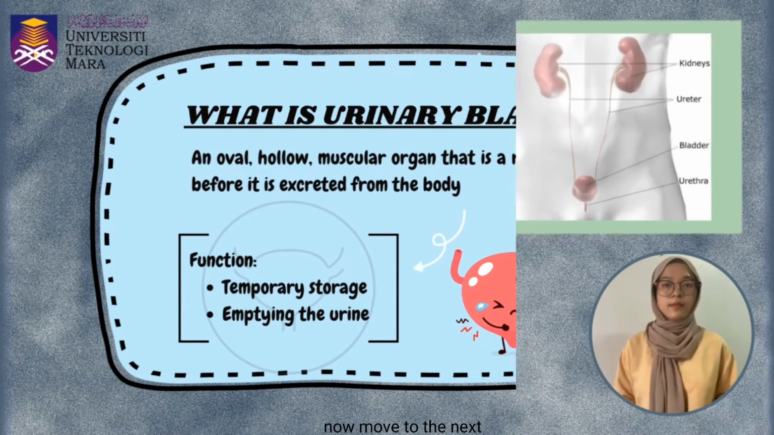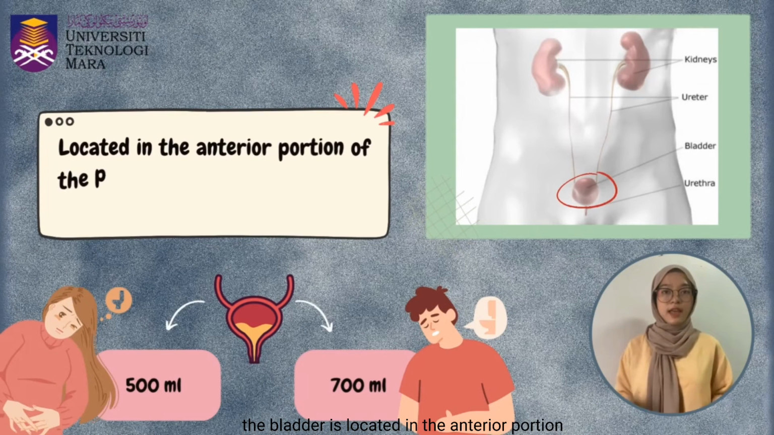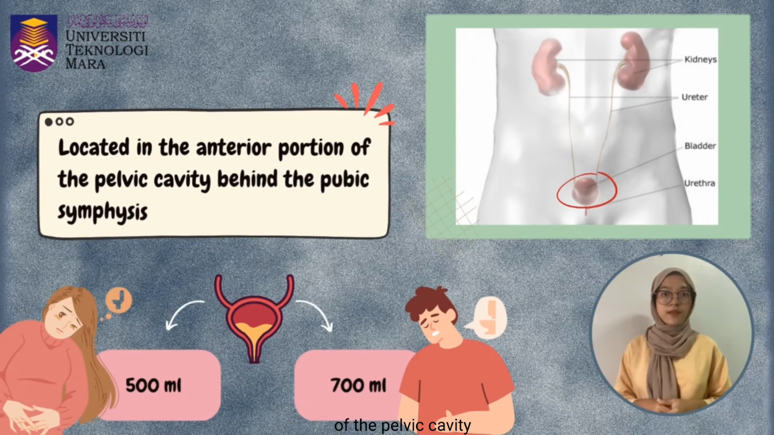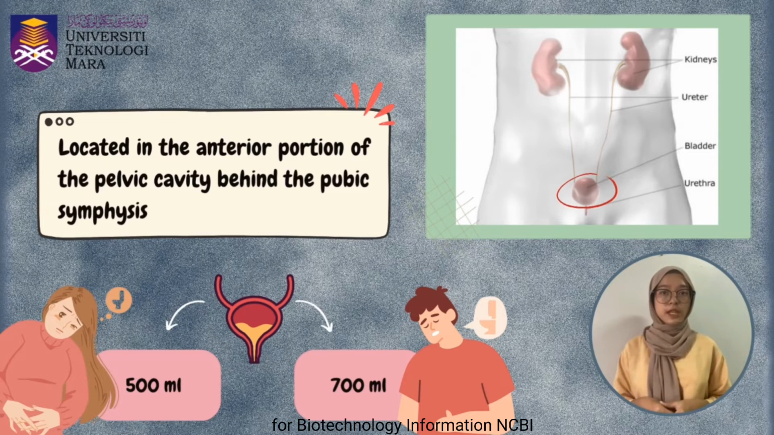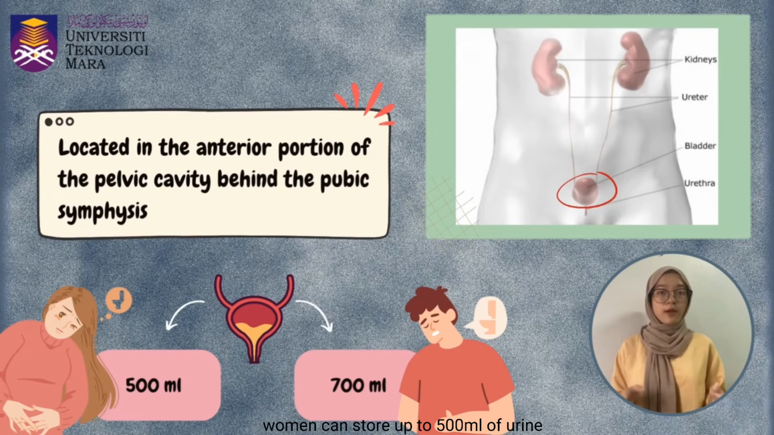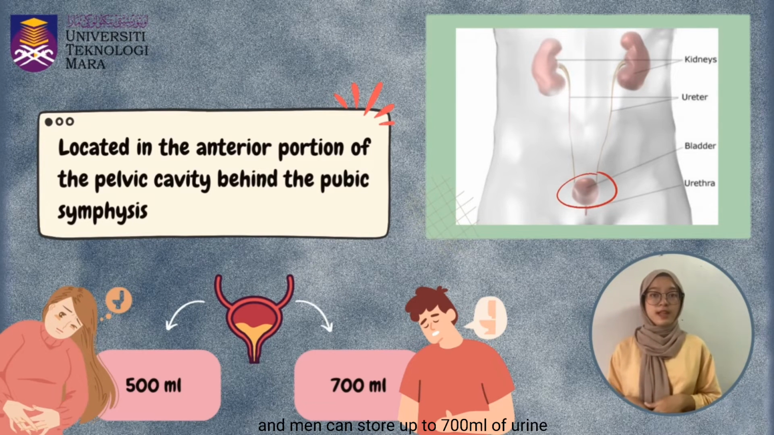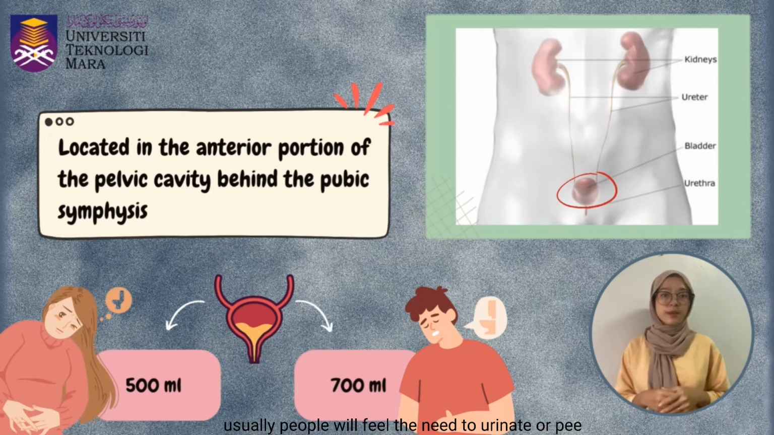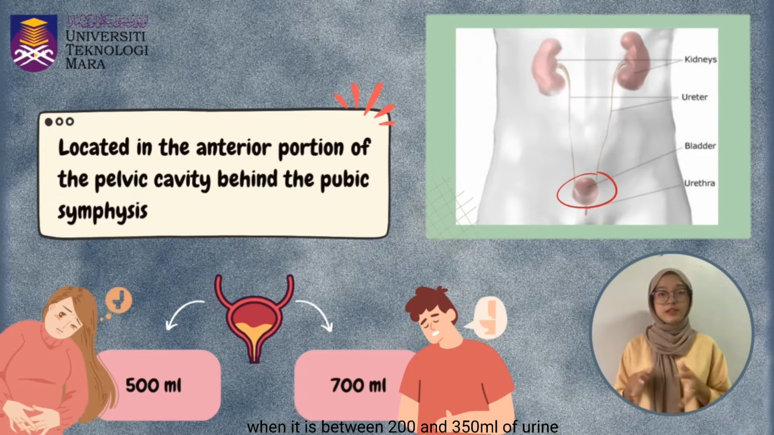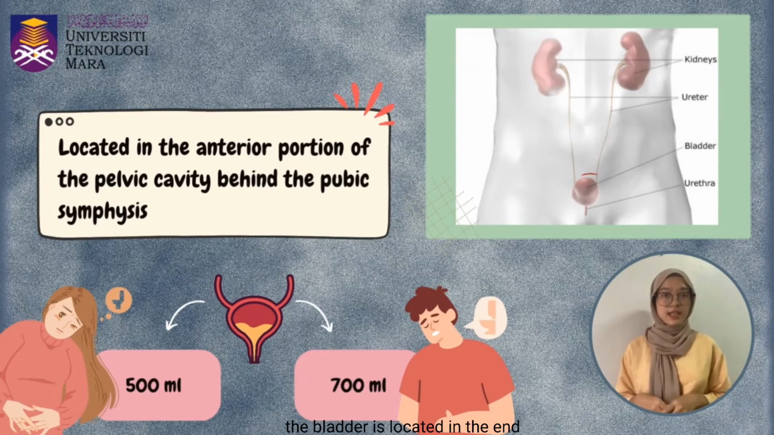Now, move to the next. The bladder is located in the anterior portion of the pelvic cavity behind the pubic symphysis. Here are the pictures showing the location of the bladder. According to the National Center for Biotechnology Information, NCBI, women can store up to 500 milliliters of urine and men can store up to 700 milliliters of urine. Usually, people will feel the need to urinate when it is between 200 and 300.